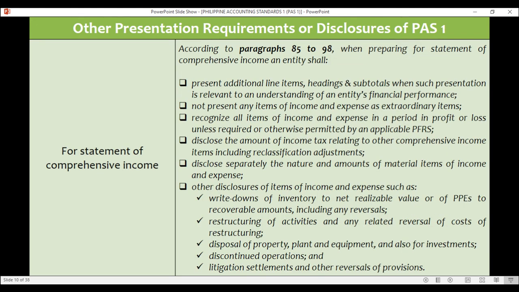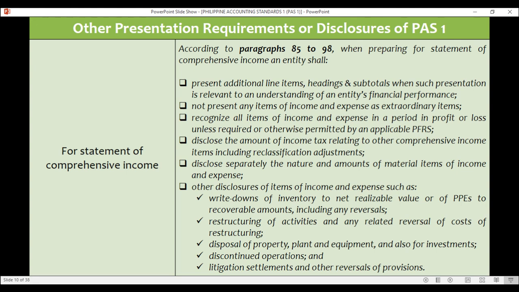For statement of comprehensive income, according to paragraphs 85 to 98, when preparing statement of comprehensive income, an entity shall present additional line items, headings, and subtotals when presentation is relevant to understanding of an entity's financial performance. Meaning, if there is a need to have an additional line item in order for the statement of comprehensive income to be more understandable for the readers, then presentation of those line items shall be done, as necessary. Do not present any items of income and expenses as extraordinary items. It is specifically stated there in PAS 1.